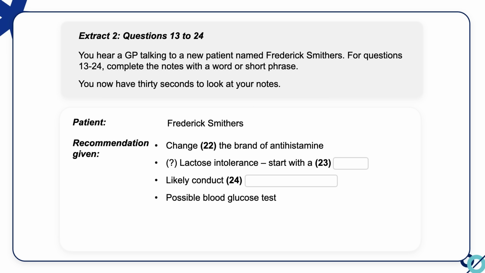Number 23 is trial run. The doctor suggested a trial run to test for lactose intolerance. Number 24 is a hydrogen breath test. If uncertain, they will carry out a hydrogen breath test.